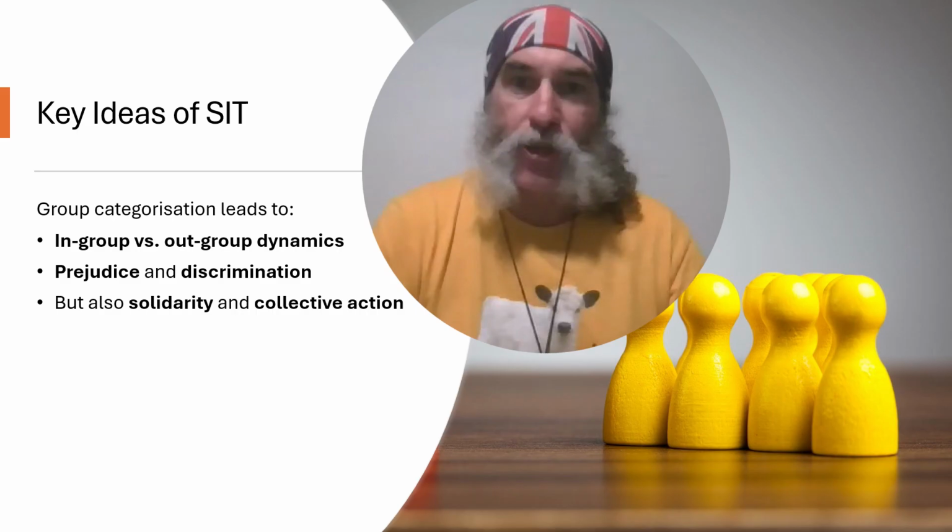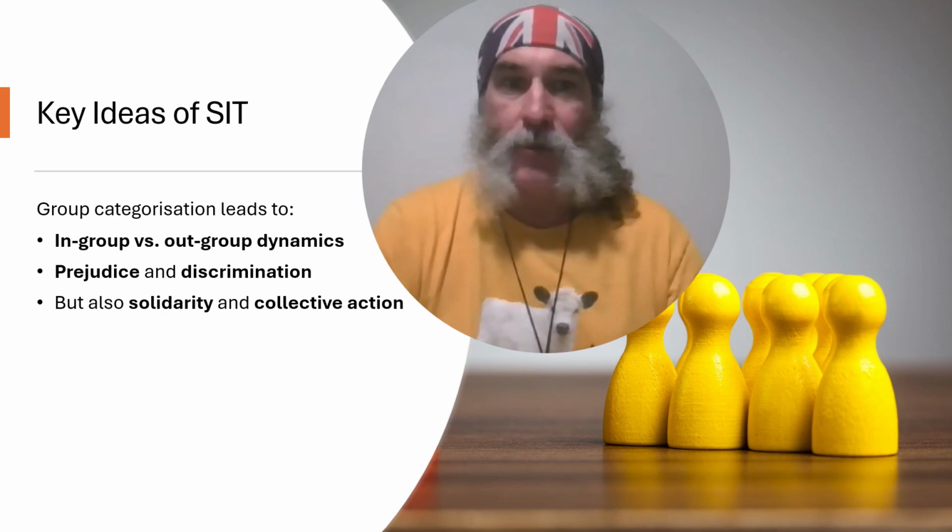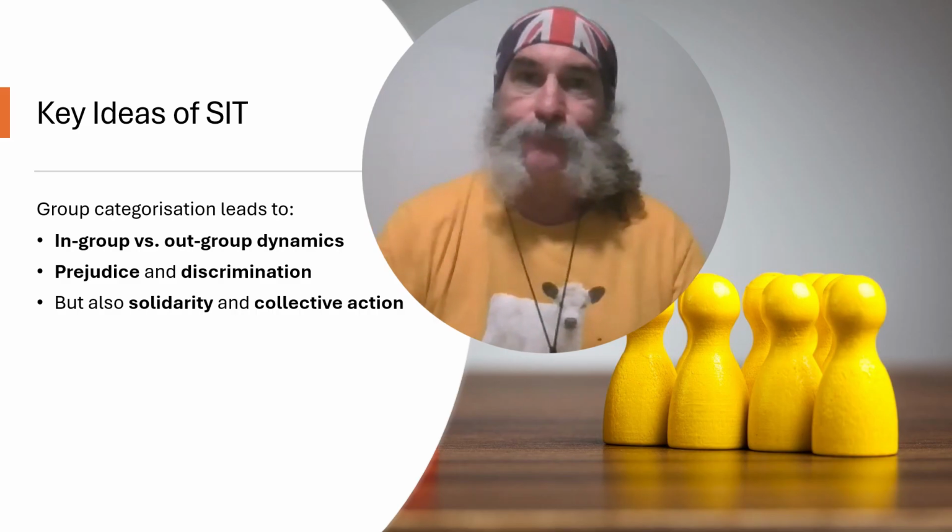The key idea of social identity theory is group categorization and the fact that it can lead to in-group versus out-group dynamics, prejudice and discrimination, but also solidarity and collective action.